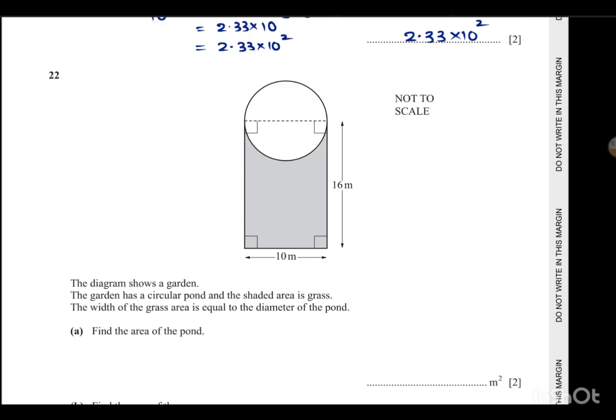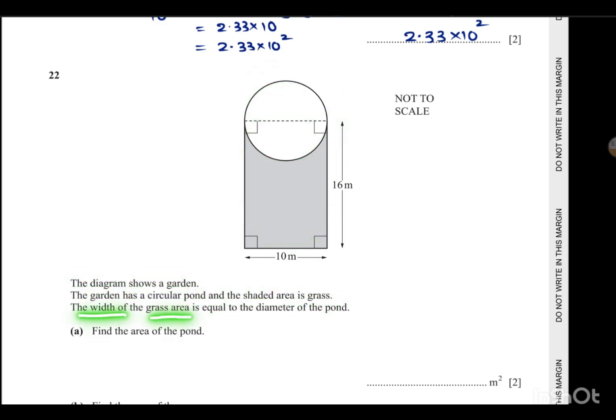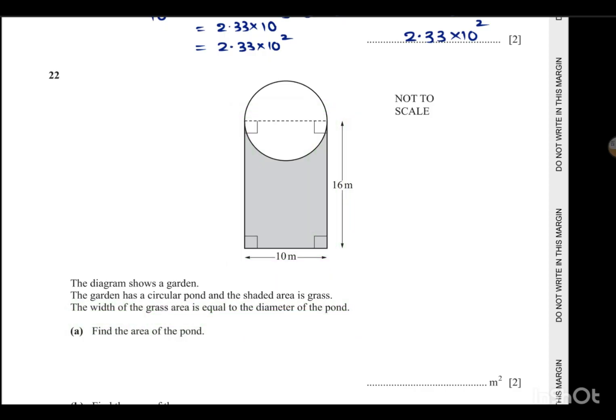Coming to the question now. The diagram shows a garden. The garden has a circular pond and the shaded area is grass. So this is the pond here, and this area which is shaded is grass. The width of the grass area, this is the width of the grass area, is equal to the diameter of the pond. So this is also equal. That means this whole figure, with half of the pond along with the grass area, is a rectangle. You can also imagine it that way. That means it is a rectangle leaving the half of the pond.